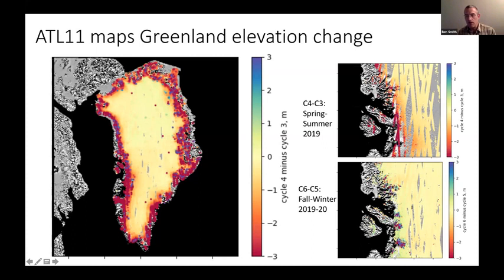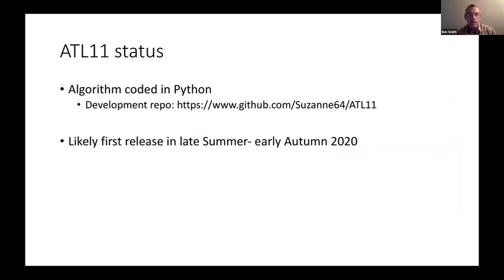And there are some differences among the elevation change measurements, which has to do with where in the cycle the measurements were taken. So ATL11 will be a product that we hope to get out later this summer. We've got the algorithm coded in Python, and that's available, although it's not set up to be particularly friendly to use right now. But we're expecting to have our first release of this later on this summer, depending on how fast we can work through some metadata issues with NSIDC.